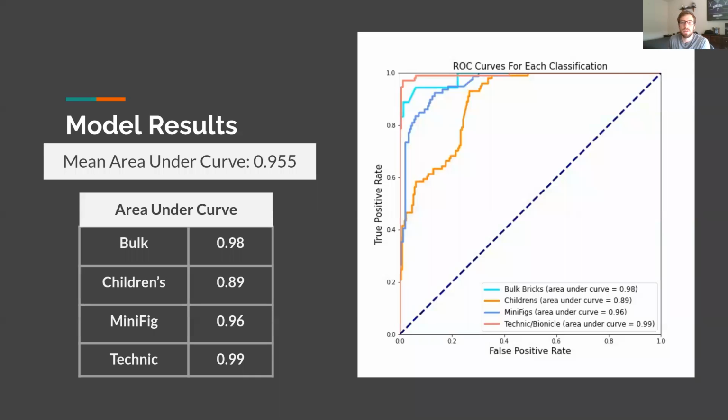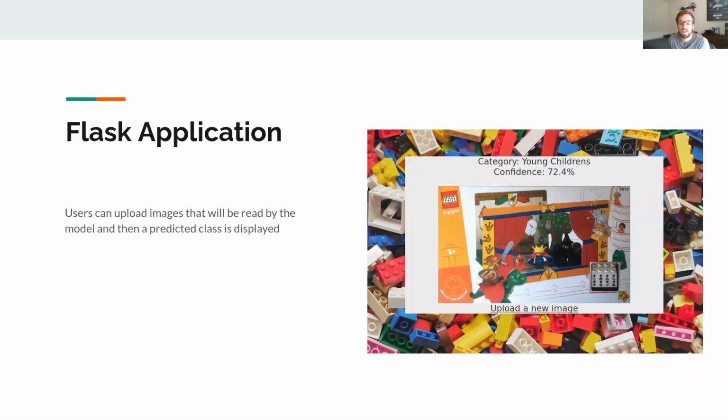And you can see that a little more clearly here on the ROC curves. You can see that the elbow in the children's curve is not as far up in the top left corner where we'd like to see it. And you can see the area under the curve is only 0.89 for the children's category. I then took the model and I built it into a Flask application, which I'll demonstrate here in just a second, where users can upload an image and it will tell you the class that it is predicted to be in.